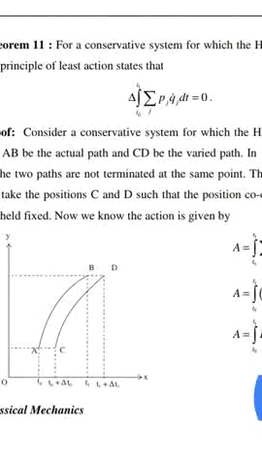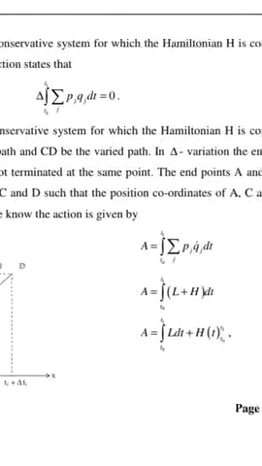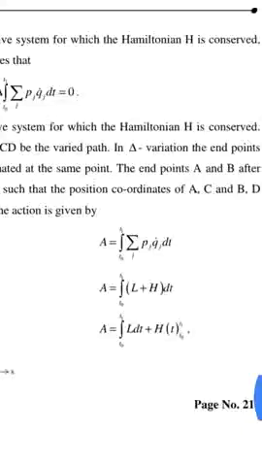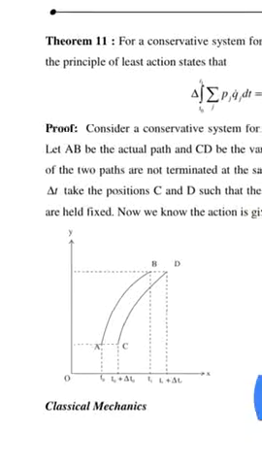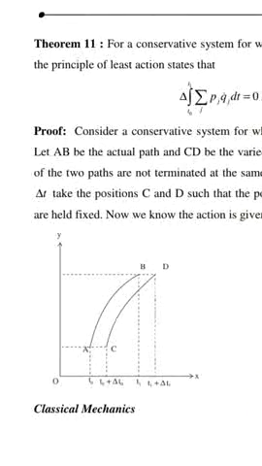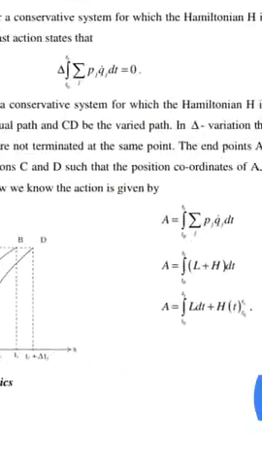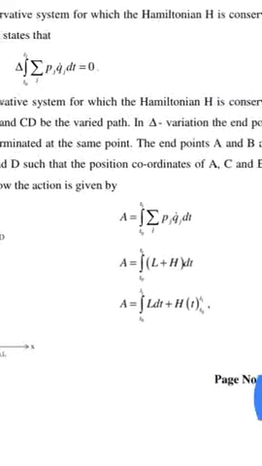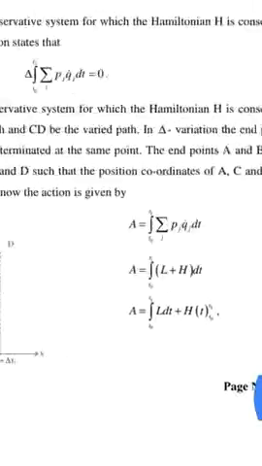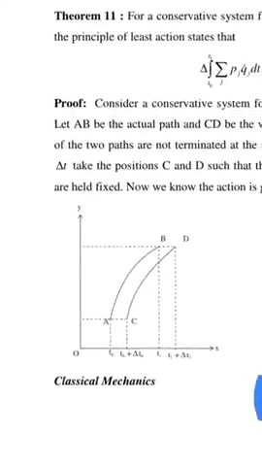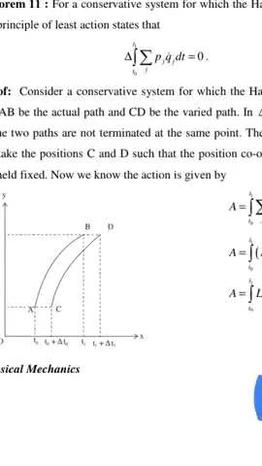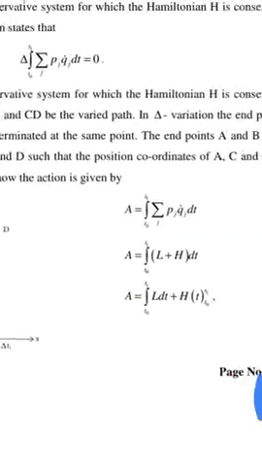Consider a conservative system for which the Hamiltonian H is conserved. Let AB be the actual path and CD be the varied path. In delta variation, the end points of the two paths are not terminated at the same point.